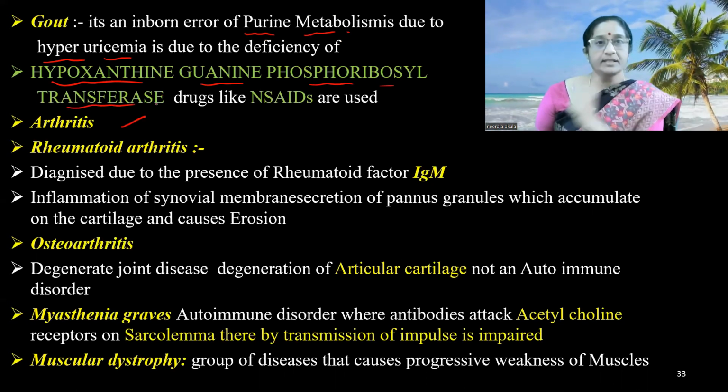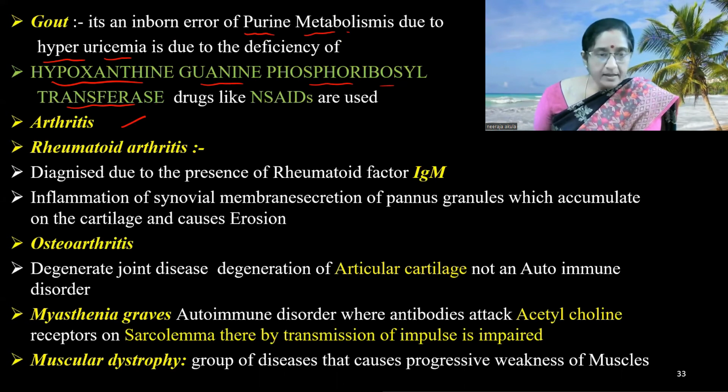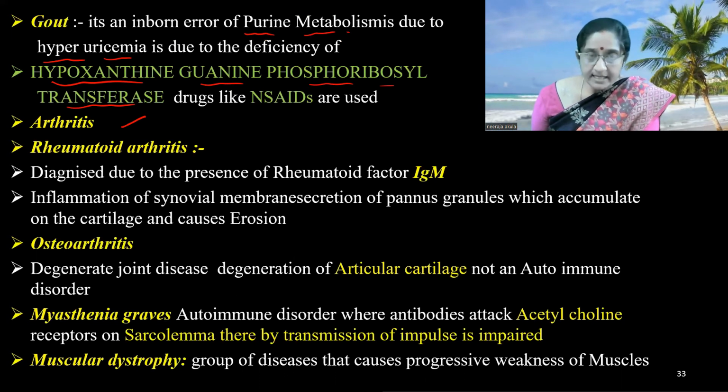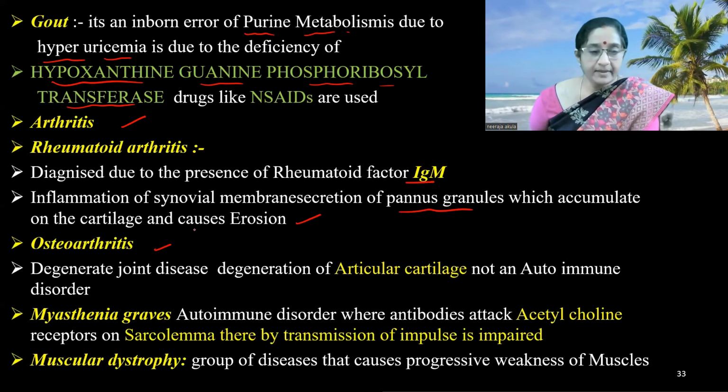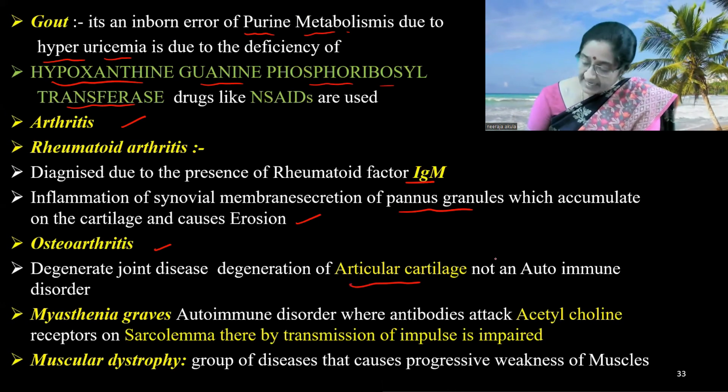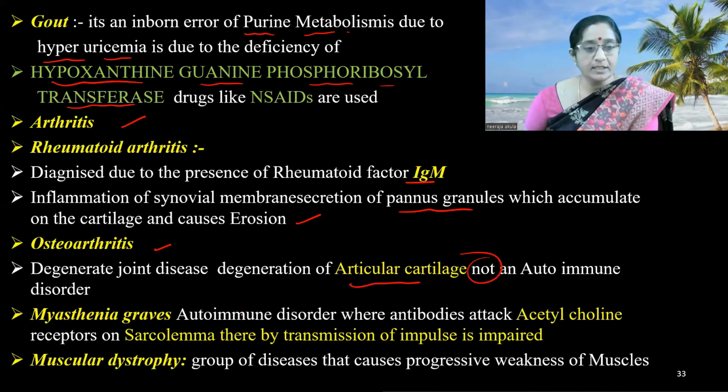And the next option which was given is arthritis. Two different types of arthritis are seen. Rheumatoid arthritis is an autoimmune disorder. It is observed in the joints. In osteoarthritis, degeneration of articular cartilage is observed. It is not an autoimmune disorder.